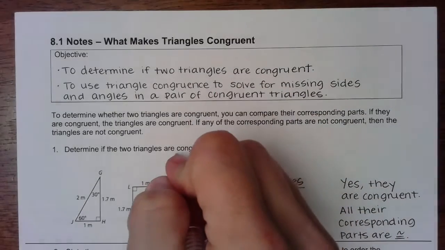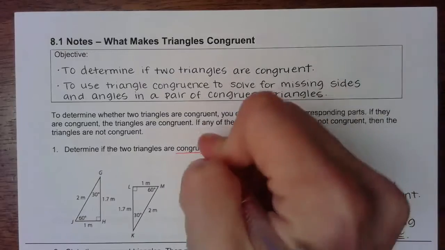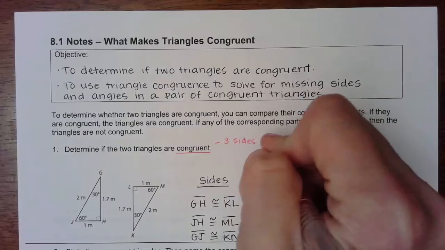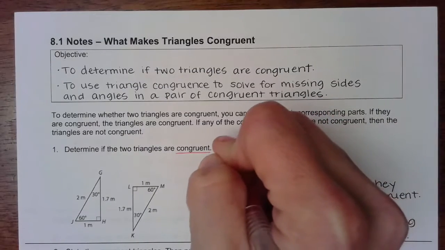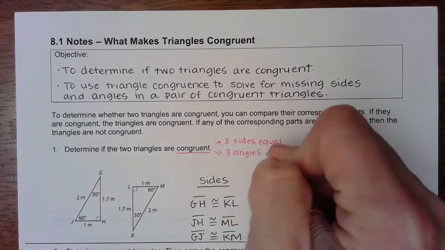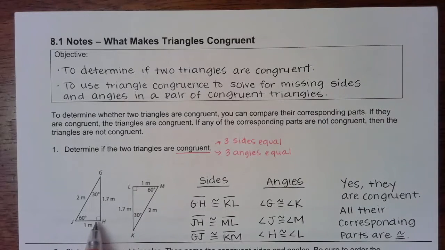When you're trying to see if two triangles are congruent, you're going to try to figure out, are the 3 sides equal to the 3 sides in the other triangle? But you're also going to figure out, are the 3 angles equal to the 3 angles in the second triangle? Looking at this picture, you have 2 triangles. They're both right triangles. You see the box in the corner.